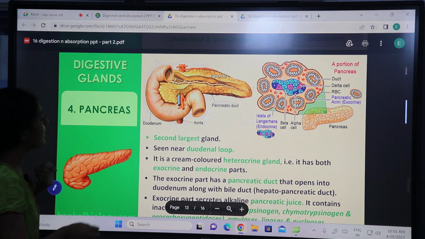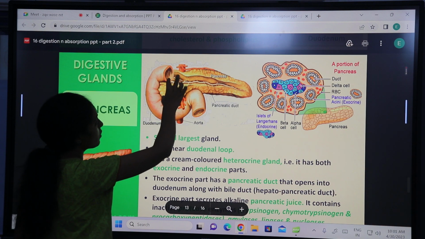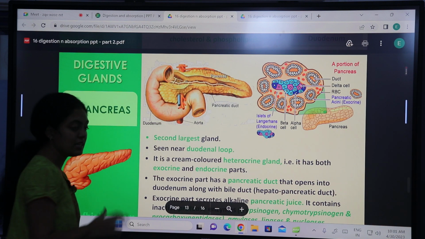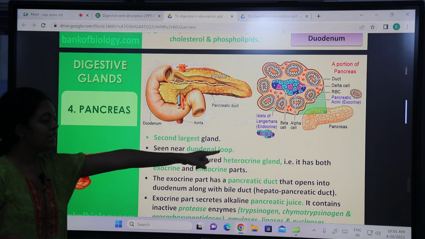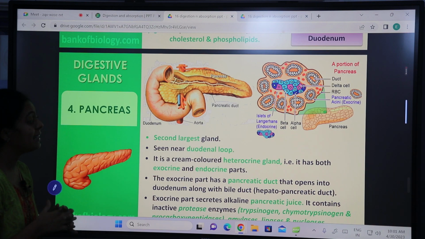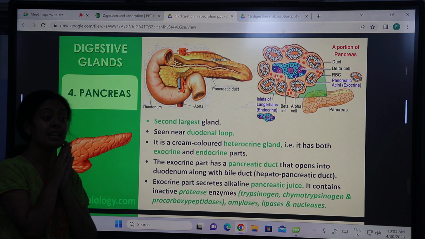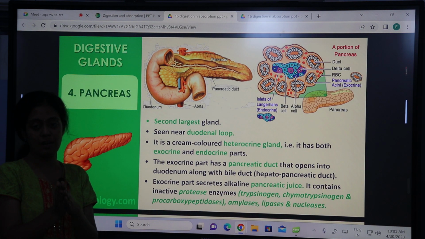So where is this pancreas present? You can see this C-shaped loop coming from the stomach. In between that C-shaped loop, we call it the duodenal loop. It's a creamish organ. It's a heterocrine gland. What do you mean by heterocrine gland? It has both endocrine and exocrine function.